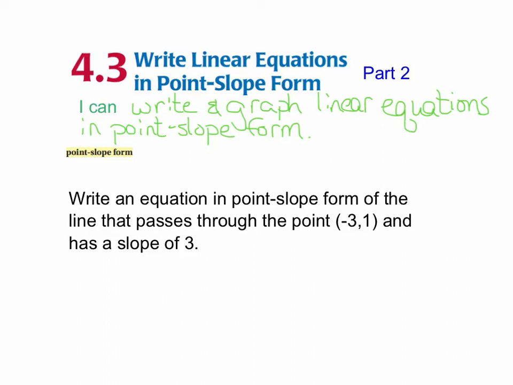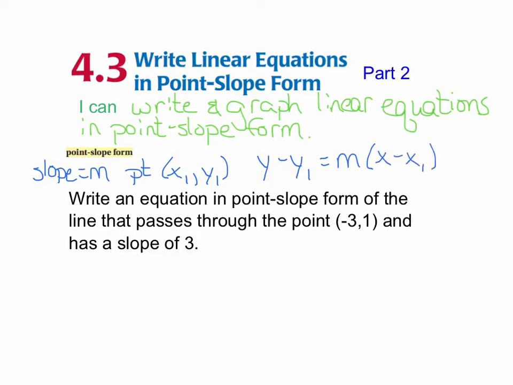Point slope form. If we have a slope of m and a point of (x1, y1), point slope form says that y minus y1 equals m, or the slope, times the quantity x minus x1. Remember, this came from the slope formula. If I put this over this, dividing both sides by this x minus x1, I get the slope formula. That's where this formula comes from, okay? Just as review, this is what we did in class.